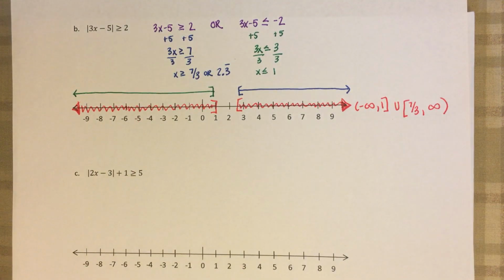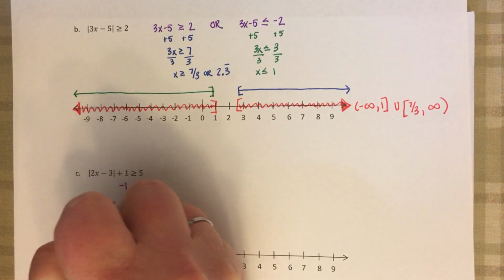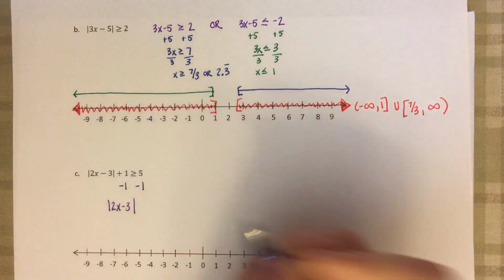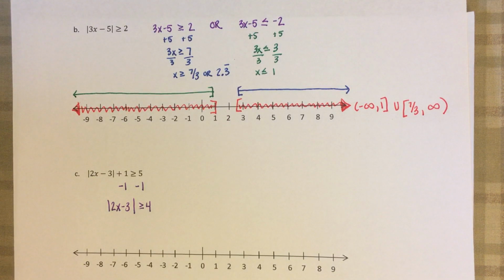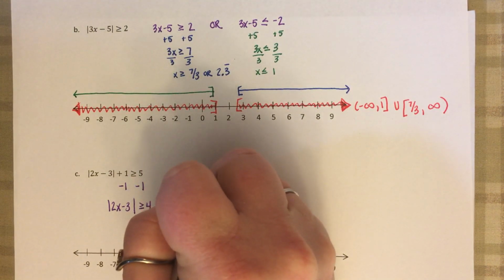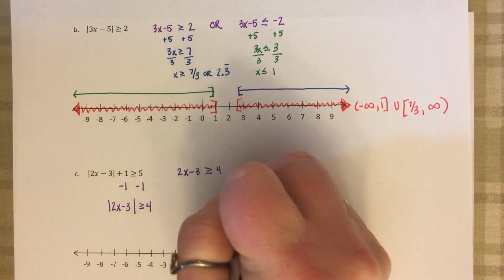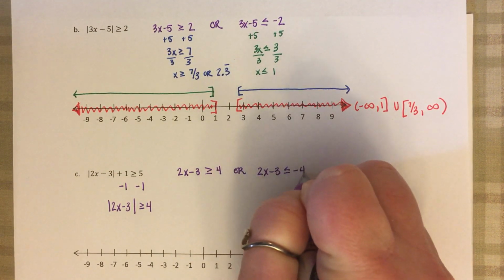All right, looking at C, notice that we have the same problem that we did in the last example on the previous page. We're going to start by isolating our absolute value. So the first thing we're going to do is subtract 1 from both sides. Then we have the new absolute value inequality that the absolute value of 2x minus 3 is greater than or equal to 4. We have to do this step first. We have to get our absolute value isolated first. And we're going to write this as 2x minus 3 is greater than or equal to 4, or 2x minus 3 is less than or equal to negative 4.